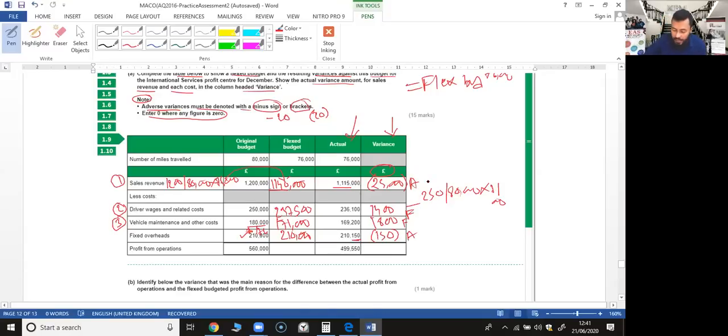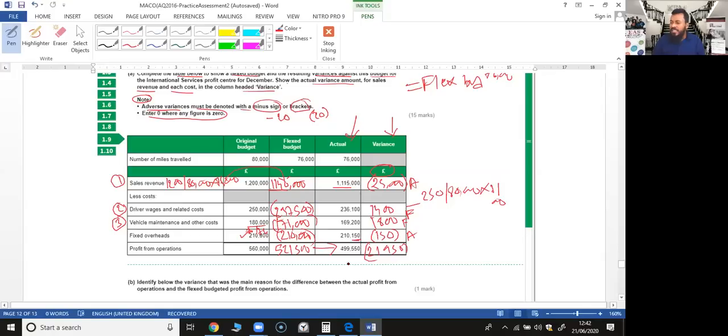Very well done. If you add up all of it, from sales you need to take away cost, and cost. Your budgeted flexible budgeting profit is 521,500, but actually it is less by 21,950. Yeah, great, well done.